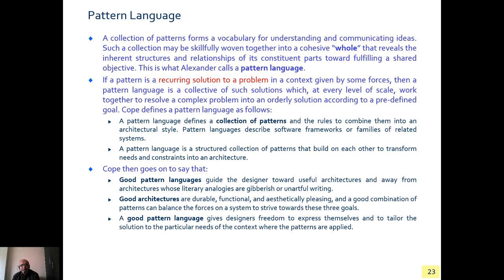Now going next, pattern language. Just like there is a programming language and a modeling language, there is something called a pattern language, which reveals inherent structures and relationships. Those relationships exist at multiple levels: at architecture level, design level, and coding level. A collection of patterns is described by a pattern language, along with the rules to combine them into an architectural style. We have seen architectural styles ranging from client server, that is two tier, to three tier, to n tier, to interpreter, and service oriented architecture, and multiple alternatives.